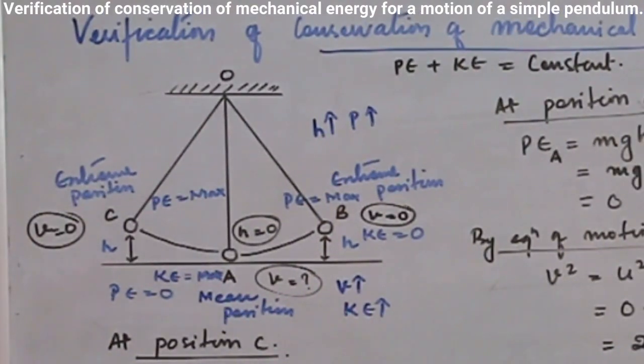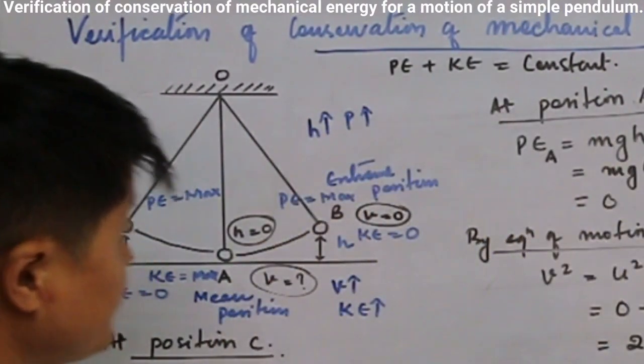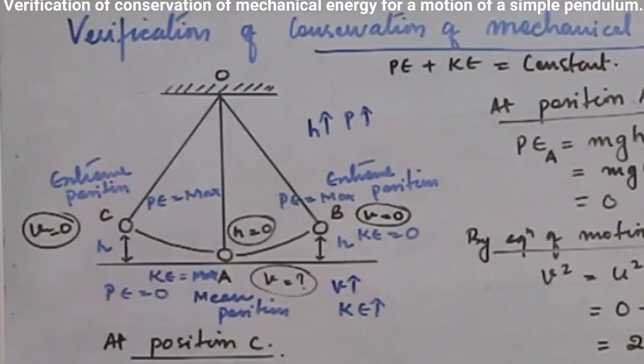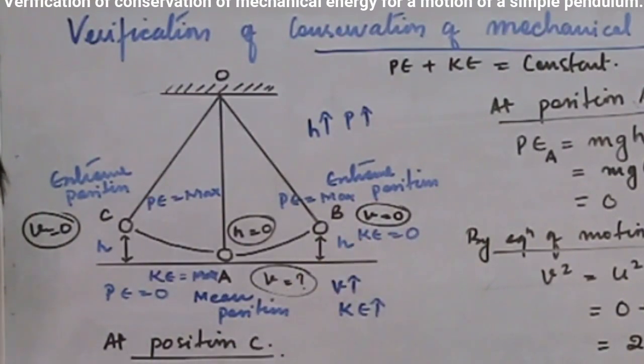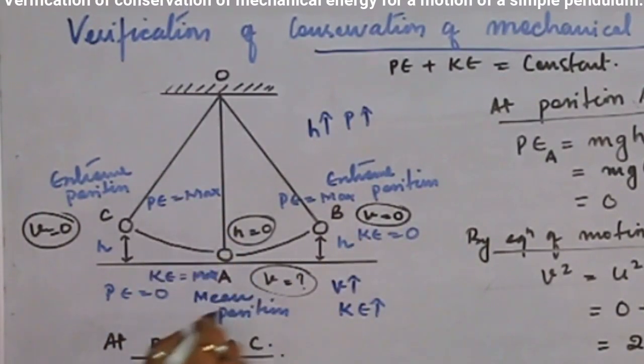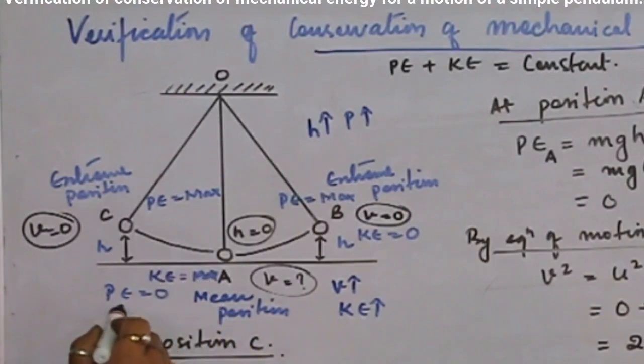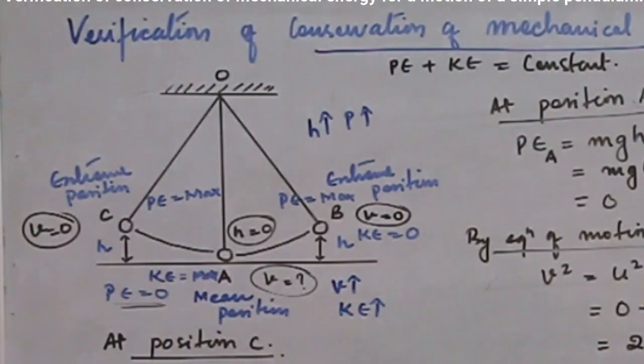So we have noticed that for the motion of a simple pendulum, at the extreme position the potential energy will be maximum and the kinetic energy will be 0, and at its mean position, kinetic energy will be maximum and the potential energy will be 0.